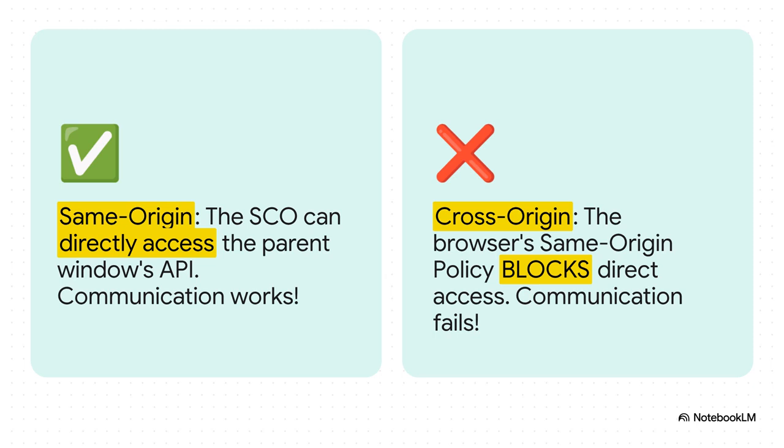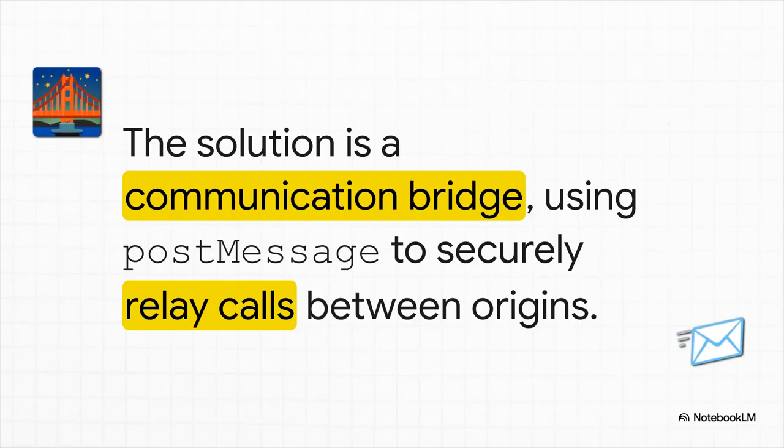If your player and your content are both served from the exact same origin, it's easy. It's a piece of cake. The content can just reach up and talk to its parent Window's API. The contract works. But if they're from different origins, let's say your LMS is on one domain and you're serving your content from a different one, the browser itself steps in and says, nope, not allowed. Its security policy blocks that communication cold. And just like that, the handshake fails. The contract is broken.